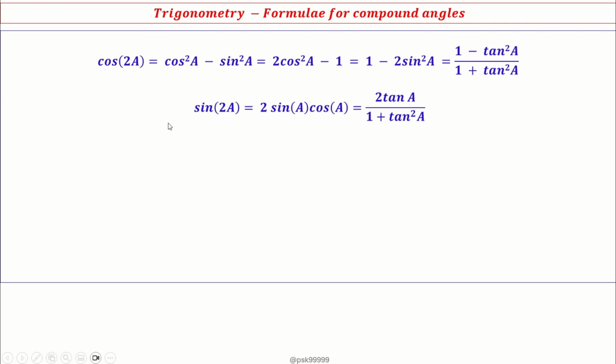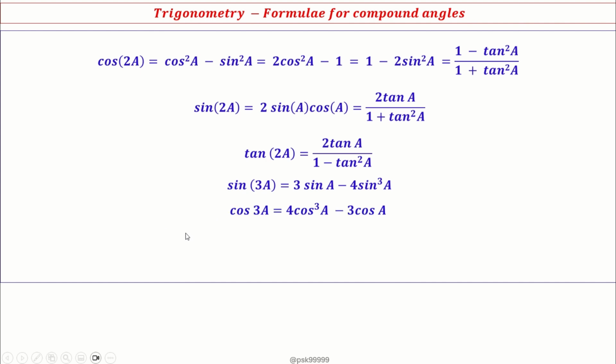Next, sin 2a is 2 sin a cos a, or you can call it 2 tan a by (1 plus tan square a). Tan 2a is 2 tan a by (1 minus tan square a). The difference is only the sign. Sin 3a you can very easily derive yourself from sin(2a plus a). No need to remember, I'm just giving you information. All these things will be used in your questions.